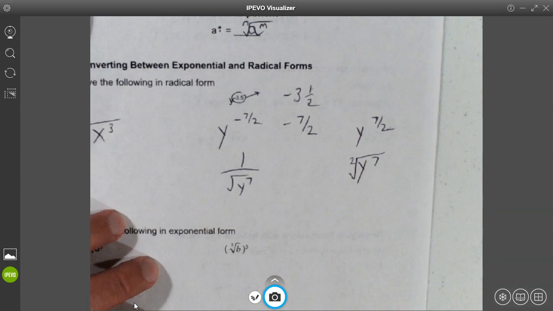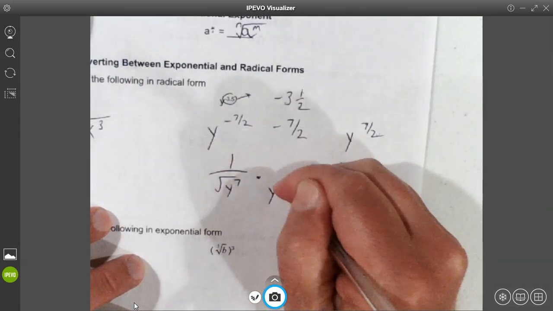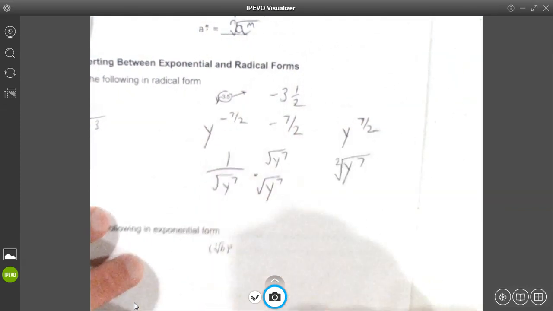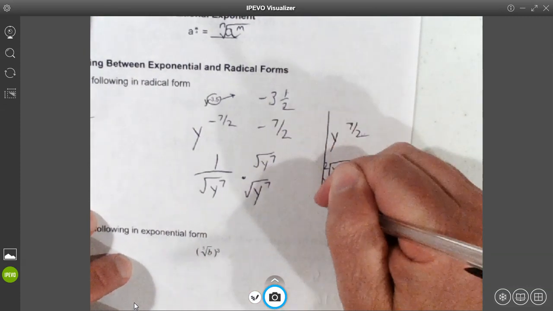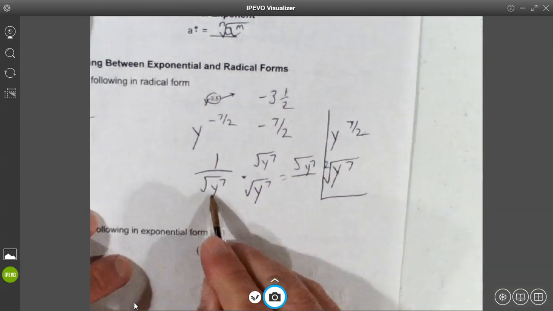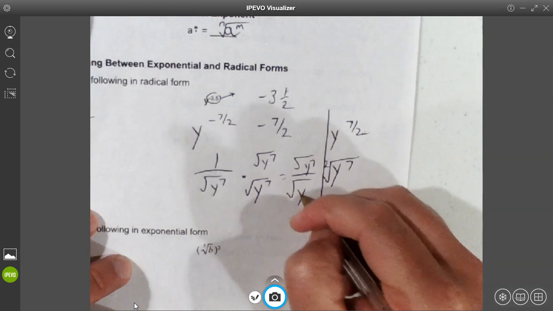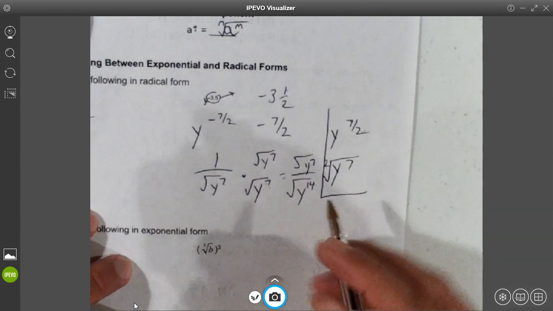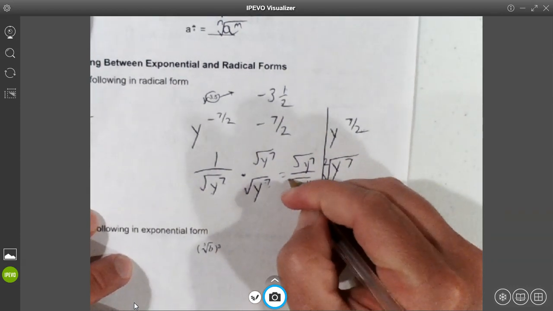That's an okay answer, but we can't leave it like that. We have to rationalize that denominator, and I'm going to multiply top and bottom by the square root of y to the 7th. So 1 times the square root of y to the 7th would be the square root of y to the 7th. And the square root of y to the 7th times the square root of y to the 7th would be the square root of y to the 14th power, because I add these two together, which would just be y to the 7th. Remember we talked about this.